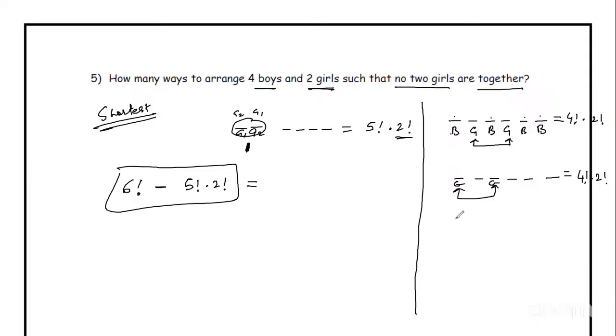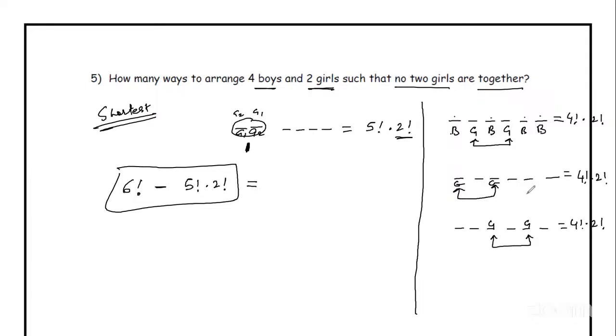And then you'll have to consider this position. You already considered this and this, this and this. So you'll have to consider starting from the third dash, this and this. Girl here and girl here. So again, 4 factorial into 2 factorial ways.